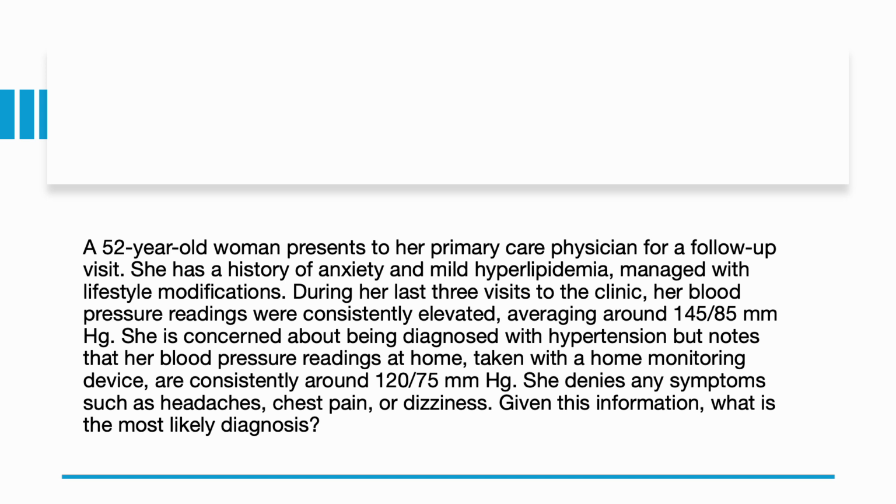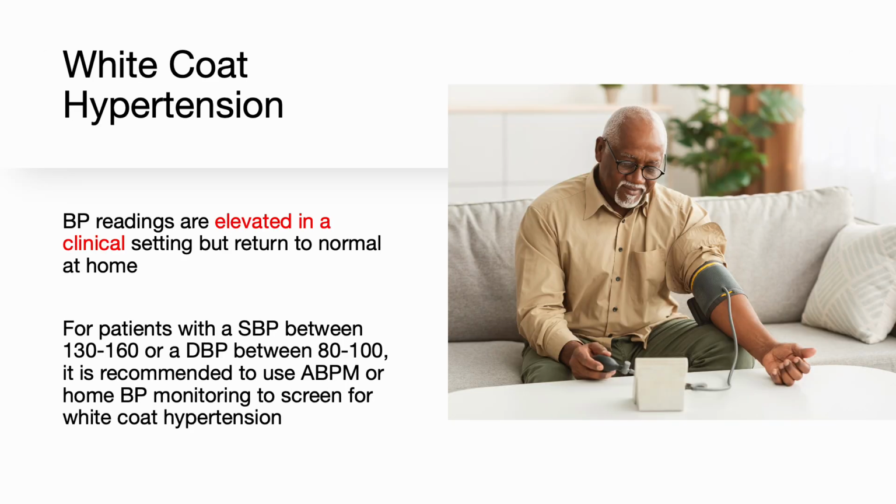The correct answer is white coat hypertension. White coat hypertension occurs when blood pressure readings are elevated in a clinical setting but normal at home. For patients with a systolic blood pressure between 130 and 160 or diastolic blood pressure between 80 and 100, it is recommended to use ambulatory blood pressure monitoring or home BP monitoring to screen for white coat hypertension.